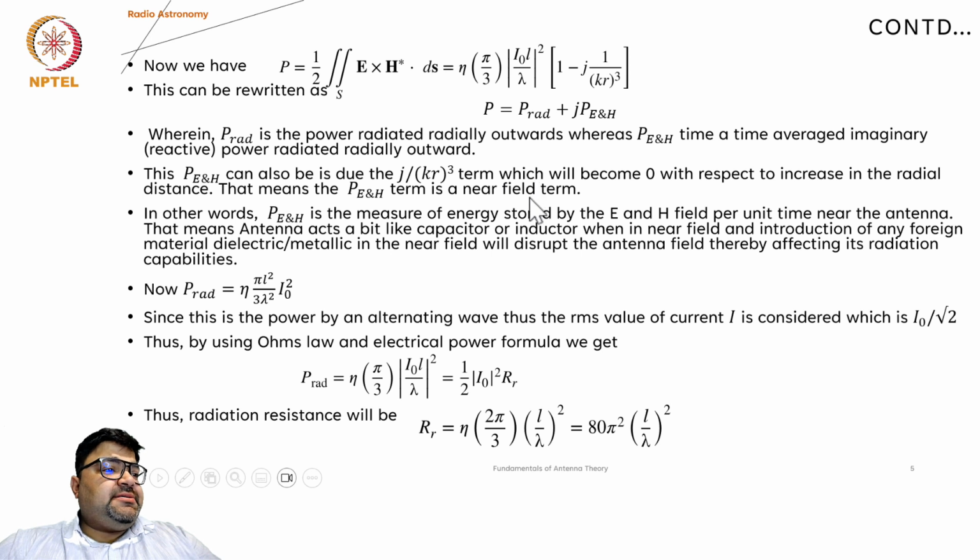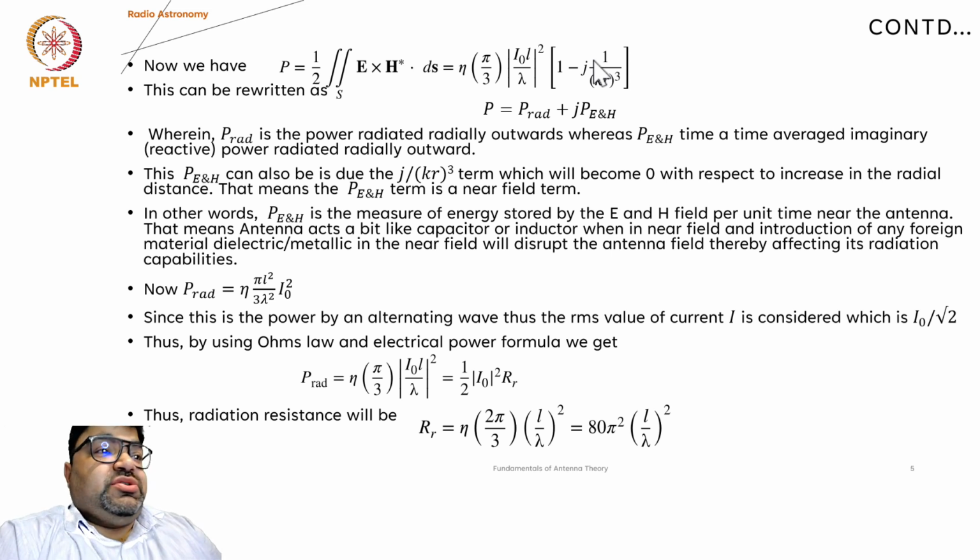So finally, the P radiated is given by eta times pi L square over 3 lambda square into I naught square. As R tends to larger and larger, this value goes as 1 over R cube, so the effect of this in the far field radiation pattern is almost 0.